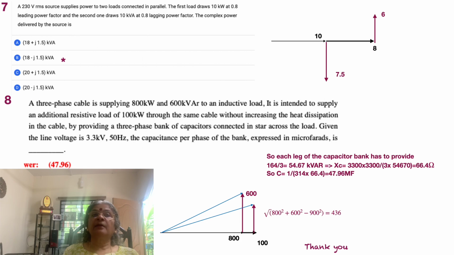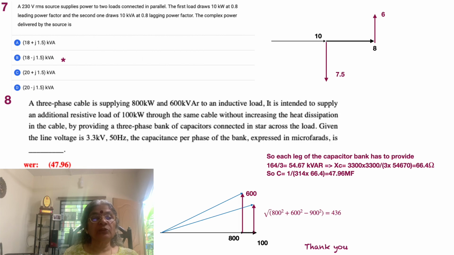Without increasing the heat dissipation. What does it mean? Heat dissipation is caused by current. Because resistance remains the same, it is only the current, so the current has to remain the same. The voltage is also the same, or in other words, the kVA, not kVAr, but VA has to remain the same. So what is the VA? VA will be given by the square root of 800 squared plus 600 squared.